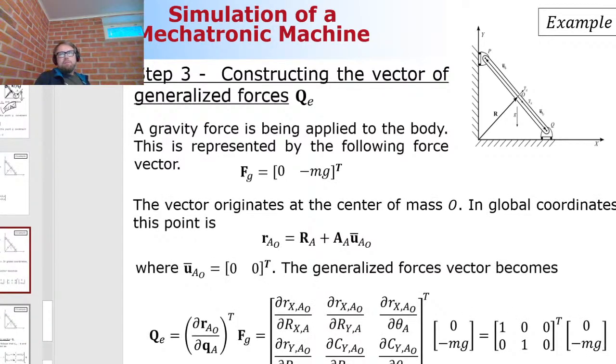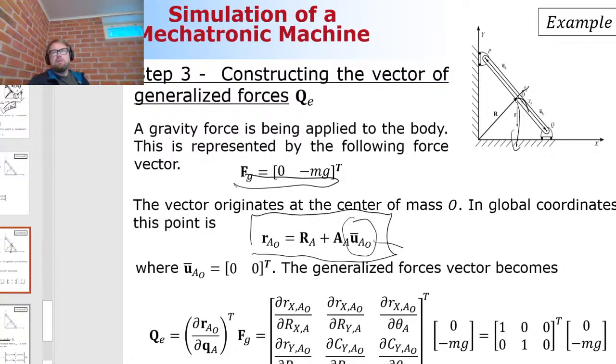Then the external applied forces. I only have here one external applied force, which is a gravity force, which of course is applied in the center of the mass here. So this is my force vector, and it's applied at the origin of my body reference coordinate system. That can be expressed like this. This one here is equal to 0 because we are in the origin of the body reference coordinate system.